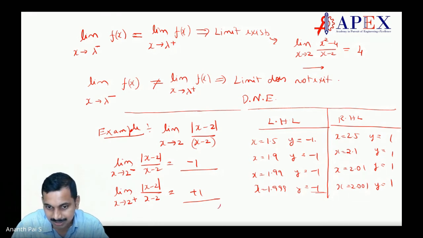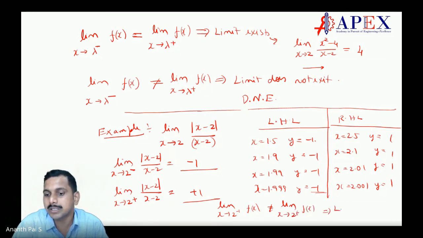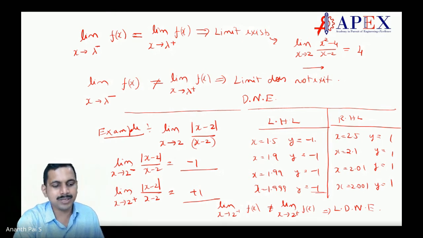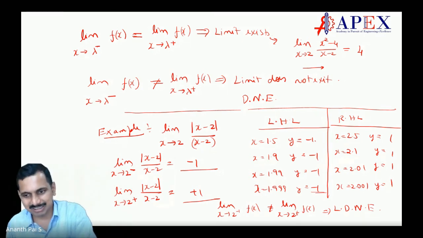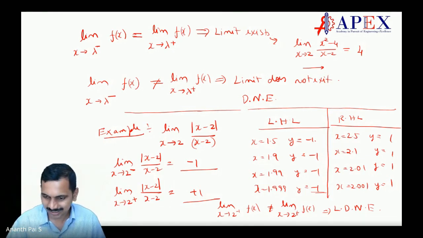So limit as x tends to 2 minus of f of x is not equal to limit as x tends to 2 plus of f of x. So the limit does not exist, LDNE. Correct? Done. Simple. I know these are things you have done in PUC also, but it is just a refreshment. I'm not telling you concepts you do not know. I think you know these things, is it not, students? I'm just refreshing what you have done. Now next we will go to how to solve these problems.